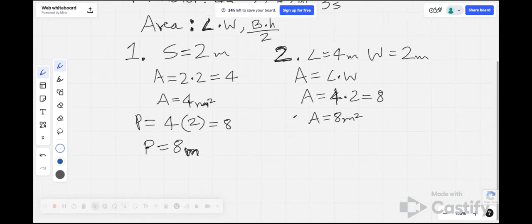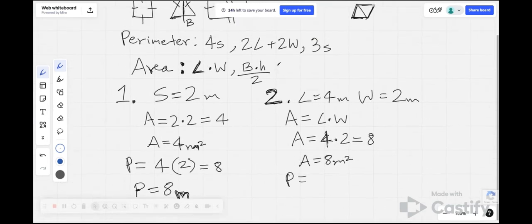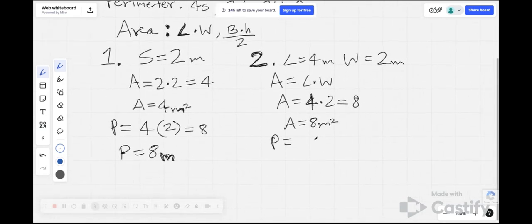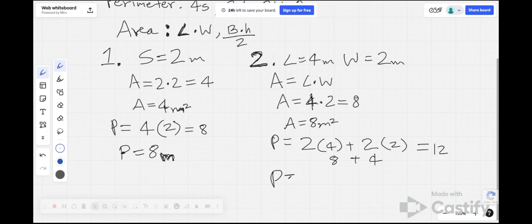Now, for the perimeter for a rectangle, we can see our formula here. 2L plus 2W. So we substitute those. So 2 times 4 plus 2 times 2, which would be equal to, we have 2 times 4, which is 8, plus 2 times 2, which is 4, so that's 12. So perimeter would be equal to 12 meters.